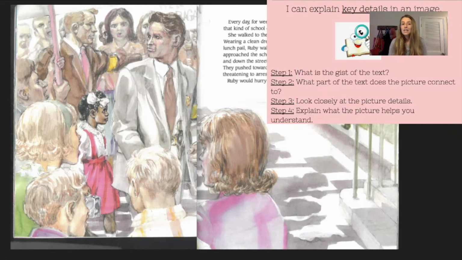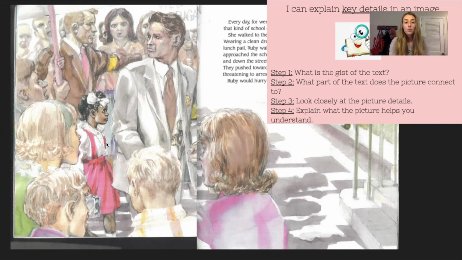So now I need to think about this page. What part of the text does this picture connect to? Well, this picture is showing me about the protests, the people who were protesting Ruby going to school, and the angry mob of white people that were standing outside school each day when Ruby was trying to walk to school. So I'm going to look closely at the details in the picture, and I know that my question is specifically asking about Ruby. So I'm really going to focus on what Ruby is doing in this picture.